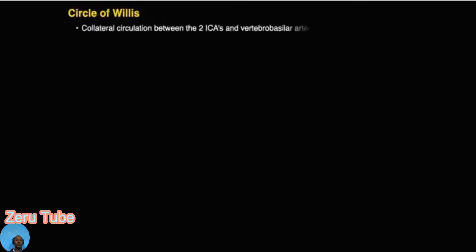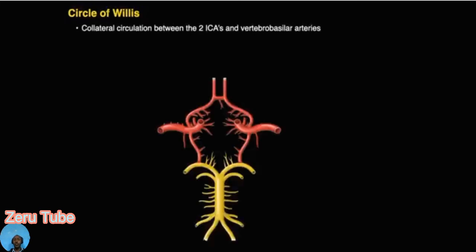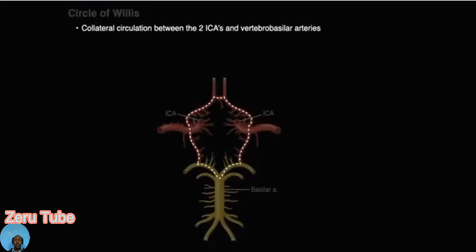Let us see the circle of Willis. The circle of Willis is a collateral circulation between the two internal carotid arteries and the vertebrobasilar artery. So the circle of Willis is mainly formed from the two internal carotid arteries and the vertebrobasilar artery. They form the circle of Willis. This is the circle of Willis.